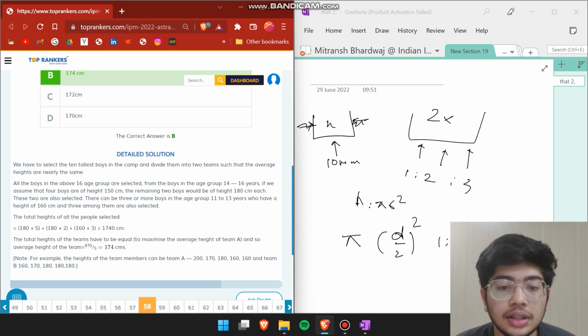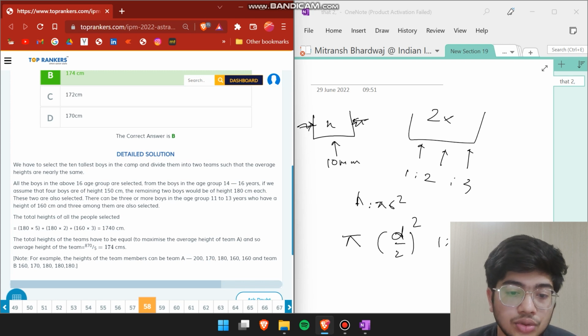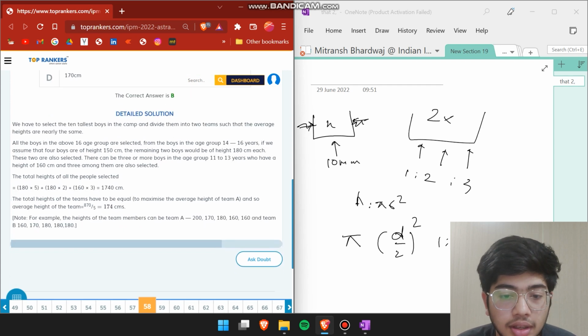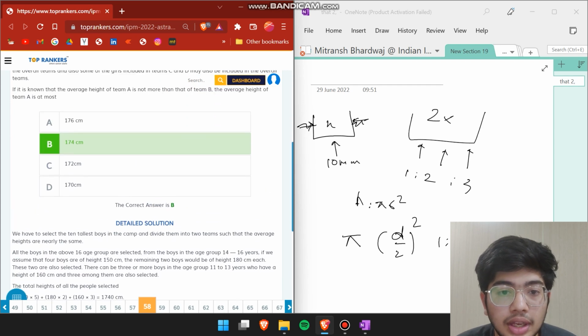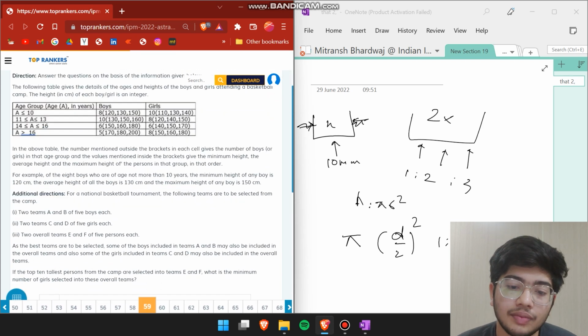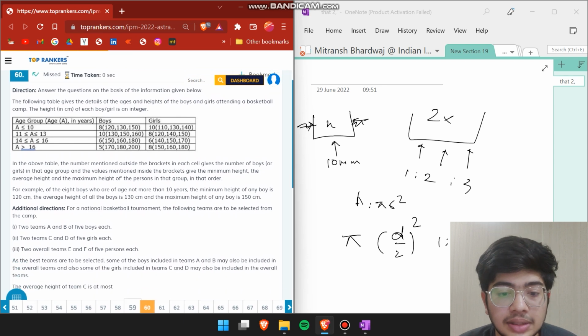There can be 3 or more boys in the age group 11 to 13 who have a height of 160 centimeters, and 3 among these are also selected. So we took 3 from here too, and our total height comes to 1740. We divided this total height by 5, and it comes to 174. So the average that was asked comes to 174.